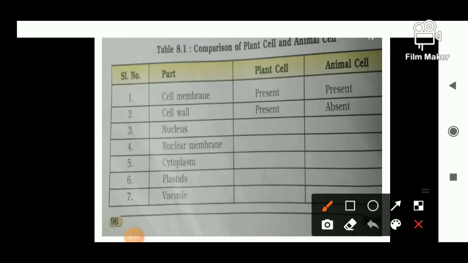Okay, let's fill the table. This is a table of comparison between the plant cell and animal cell. Parts are given to you. The next columns are for plant cell and animal cell. Now see one by one. Cell membrane is present in both. Cell wall is present only in the plant cell, and in the animal cell it is absent. Next is the nucleus. Obviously, it will be present in both. And the nuclear membrane is also present in both.